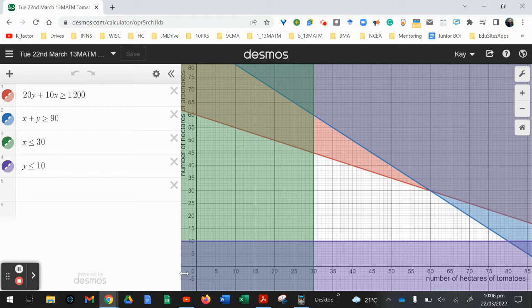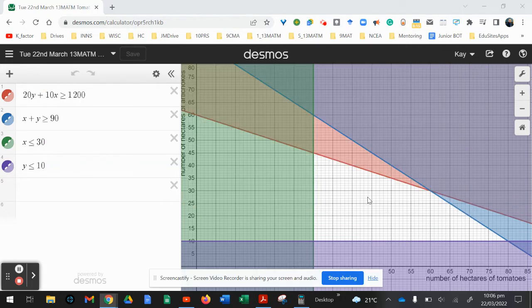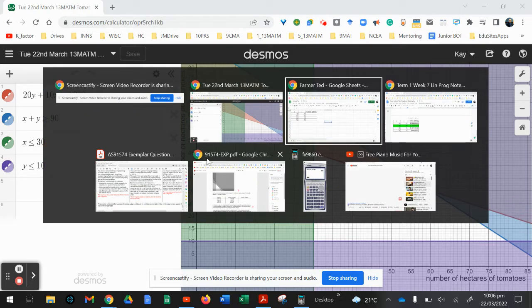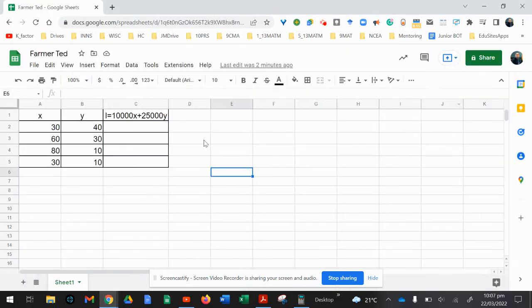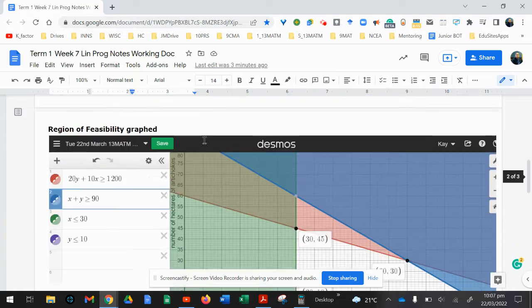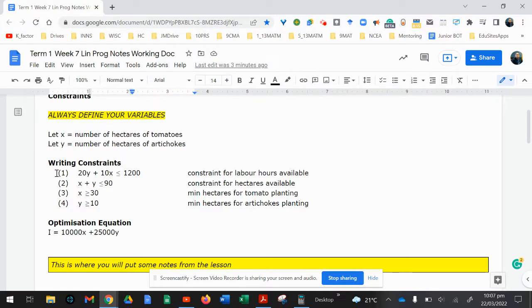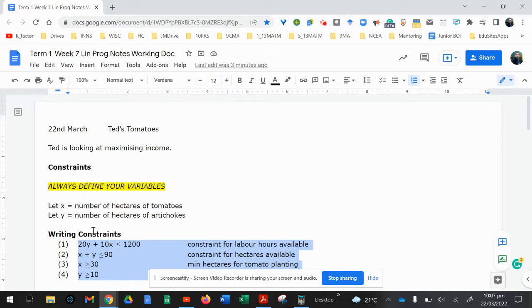So when we talk about a region of feasibility, what I mean is this white space. That white space says anything in this region will make all our constraints true. So our constraints, where are they? Put them here. Okay, so these are our constraints. All these constraints should be satisfied in finding the optimization or the maximum income. That was the context in this case.